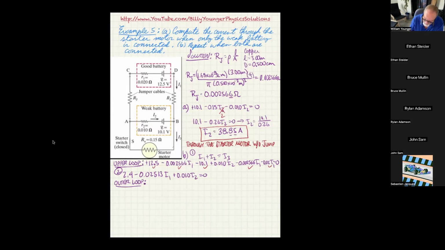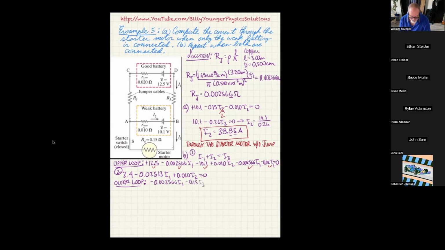I'm going to start at D on this one, and I'm going to go down this way, up, and then this way. Okay. So for the outer loop, first off, I'm going the direction of I1. So I'm going to say minus 0.002566 I1, minus, notice I'm going the same direction as I3. So this is going to be a voltage drop, 0.15 I3.